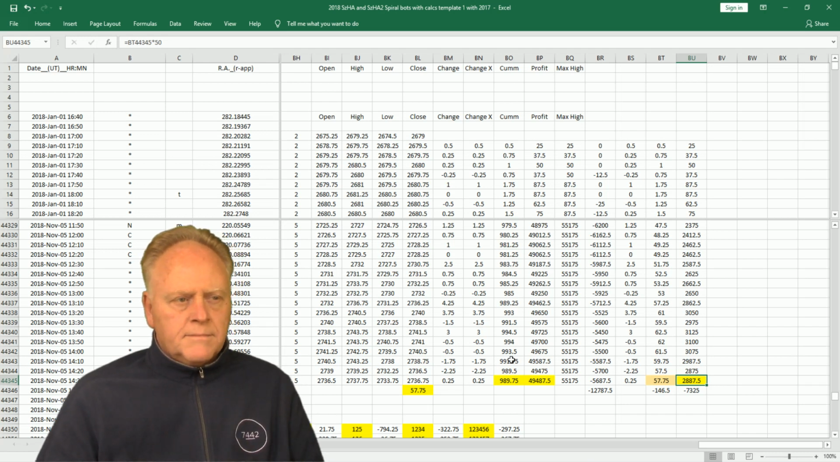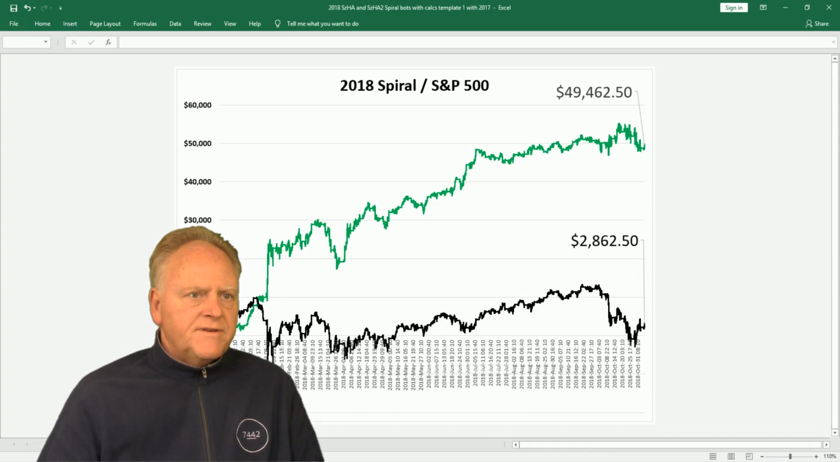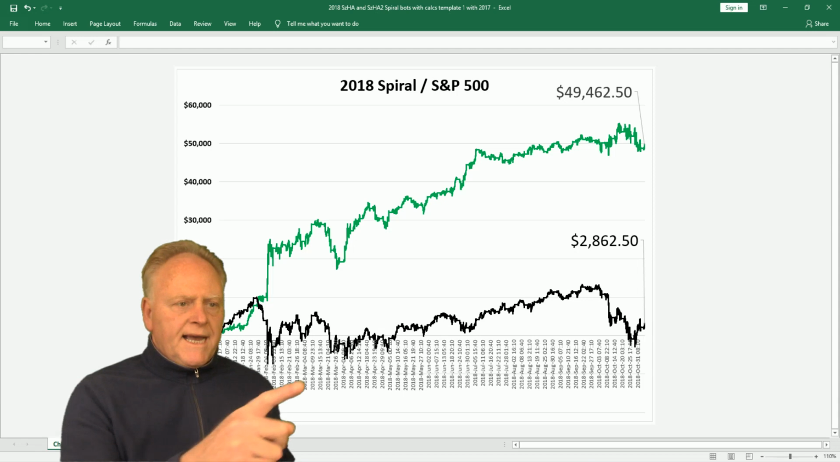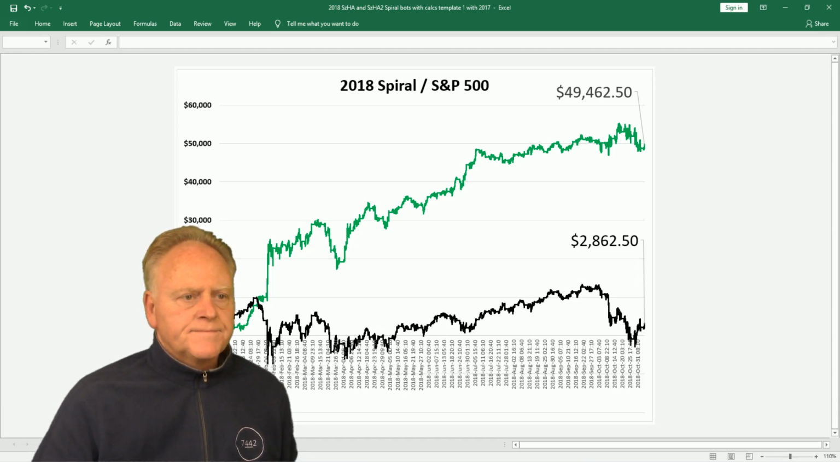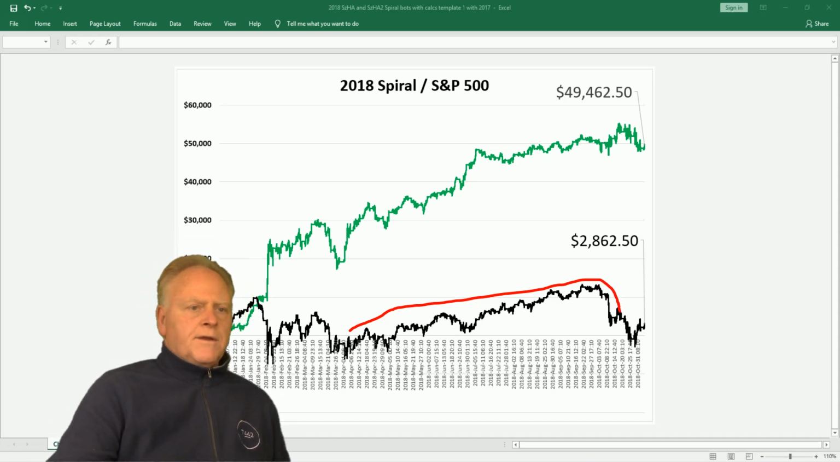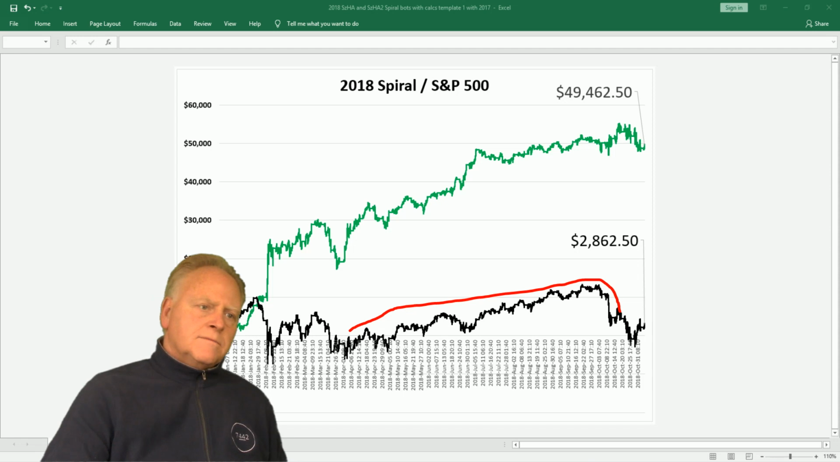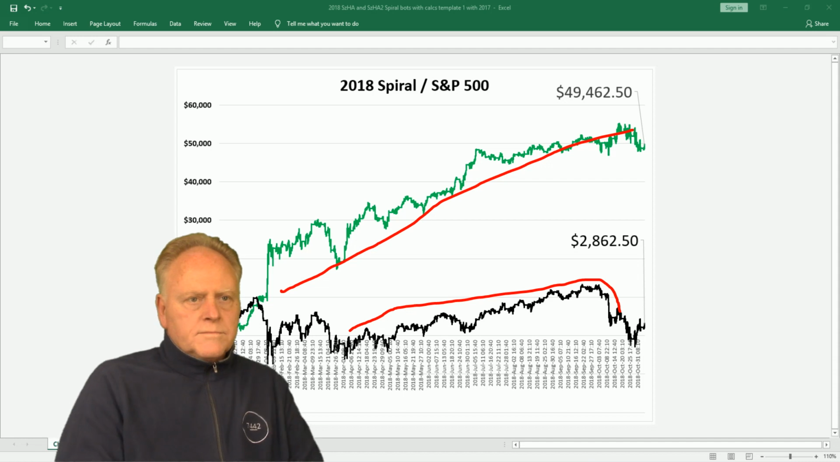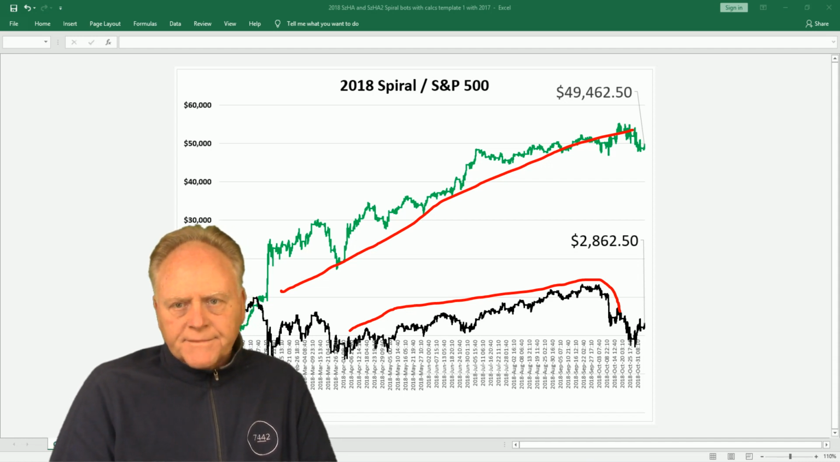But with that same octet charge array configuration, I charted it as well. The spiral made $49,487.50. So the black is the real S&P 500, its gain and loss for the year in a buy and hold, and the green shows the spiral pre-computed buy and sell signals. So it sharply beat the S&P 500 using the pre-computed spiral data.